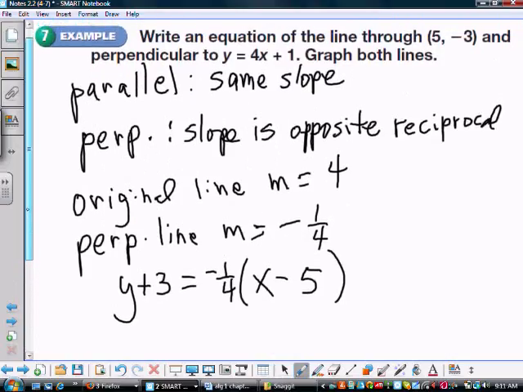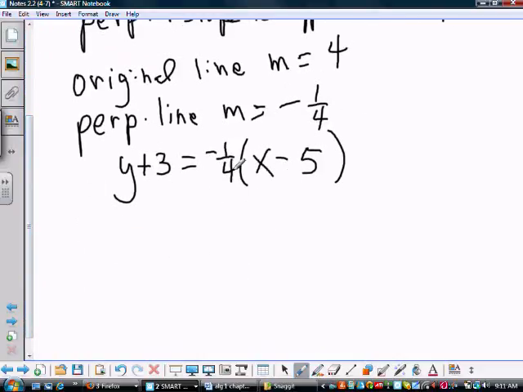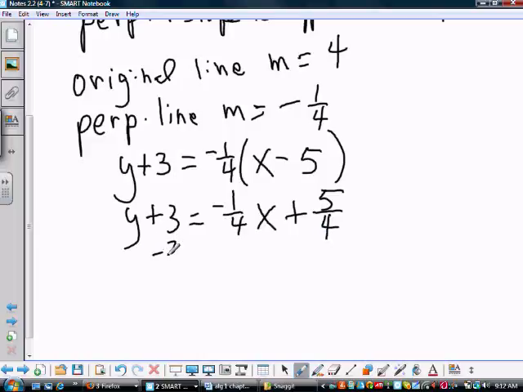Now I'm going to graph both of these lines. The original line was written in slope-intercept, so I think I'll write this one in slope-intercept. y plus 3 equals -1/4 x. Negative times negative is positive 1/4 times 5 is 5/4, so that's 1 1/4, or 1.25. Subtract 3 from both sides.